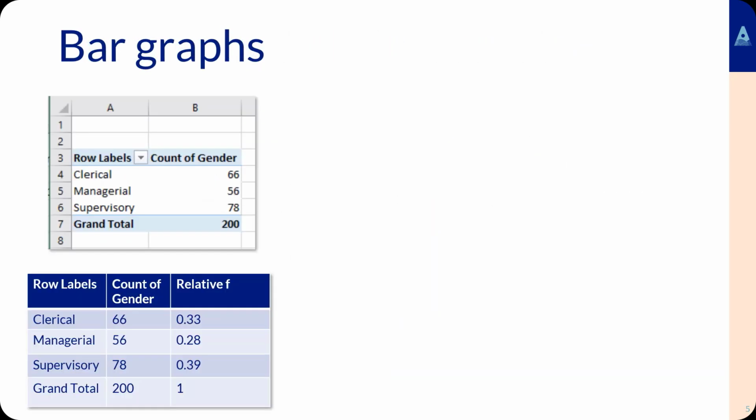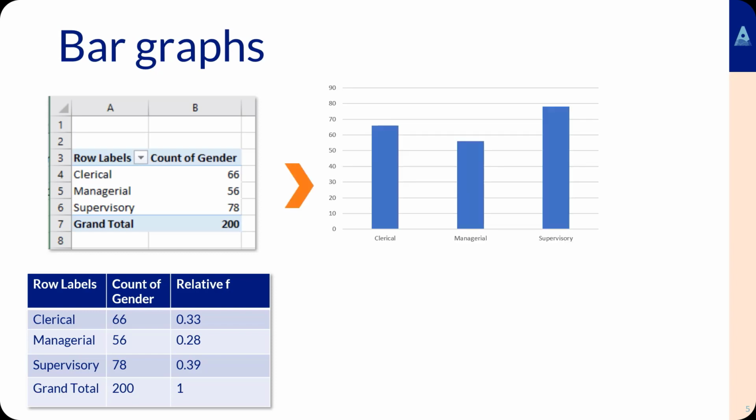So from the previous slide, we've created a frequency table, which is this pivot table on the left hand side showing the frequency for each category. And from that, using simple formulas, we can also generate relative frequencies for each category. So we want to convert those into bar graphs or bar charts. And here's the bar chart for a frequency distribution.